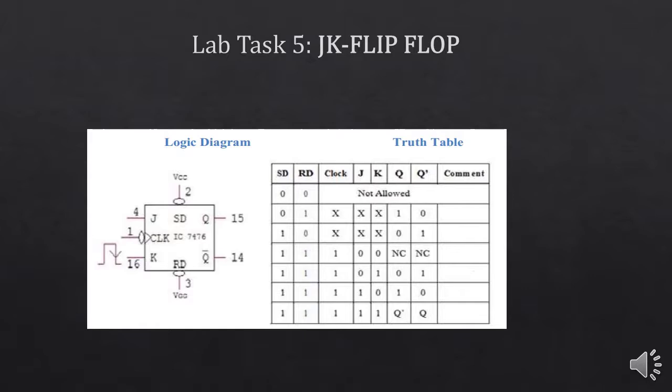Next, we are going to implement the JK flip-flop using IC 7476. You have to apply the logic state at pin number 4 and 16, apply the clock signal at pin number 1, connect pin number 2 and 3 with VCC, and you will have the output on pin number 15 and 14. Implement the circuit on Proteus and verify the functionality of the JK flip-flop IC.